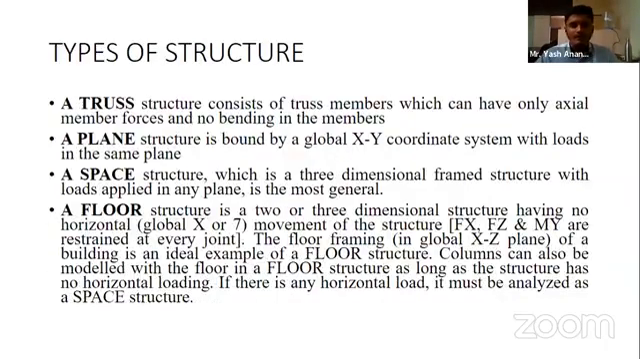The types of structure we can design: there are simply four types of structure: a truss, a plane, a space, or a floor. What do you mean by a truss? A truss is a form of geometry which does not contain bending moment. It only takes axial load. Okay, a plane. What it means is that it will be on an xy plane, or on an xz plane or yz plane, in any one of them. But the geometry is only 2D, not 3D at all.